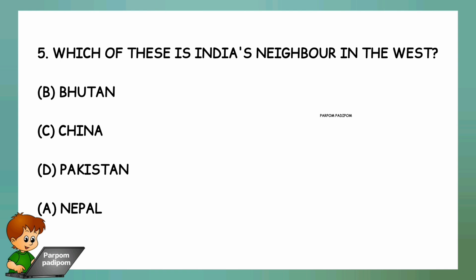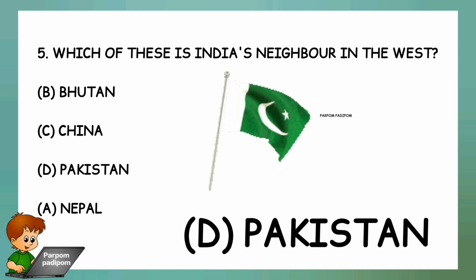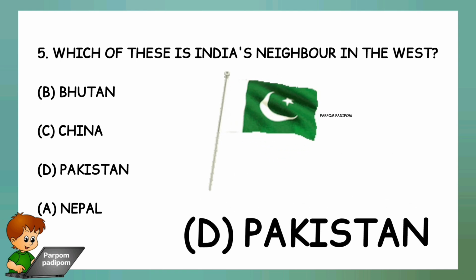5. Which of these is India's neighbor in the West? B, Bhutan. C, China. D, Pakistan. And Nepal. The correct answer is D, Pakistan.